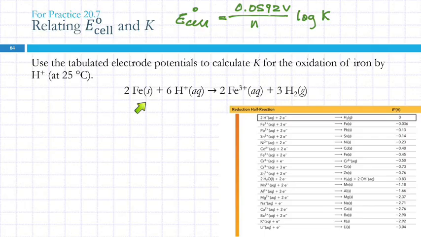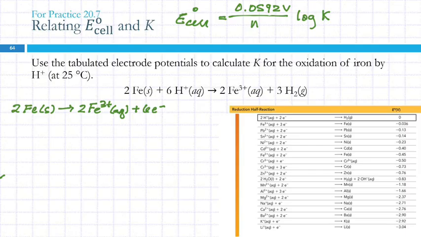So we're going to have to split this into two half reactions. So we're going to have 2 Fe solid going to 2 Fe 3 plus. And how many electrons would be associated with that? 6. The charge on this side of the arrow is 0. The charge on this side without the electrons is plus 6. So there'll be 6 electrons involved there.